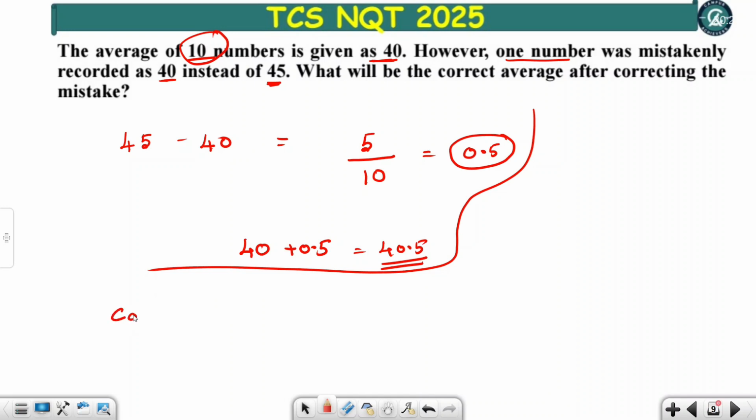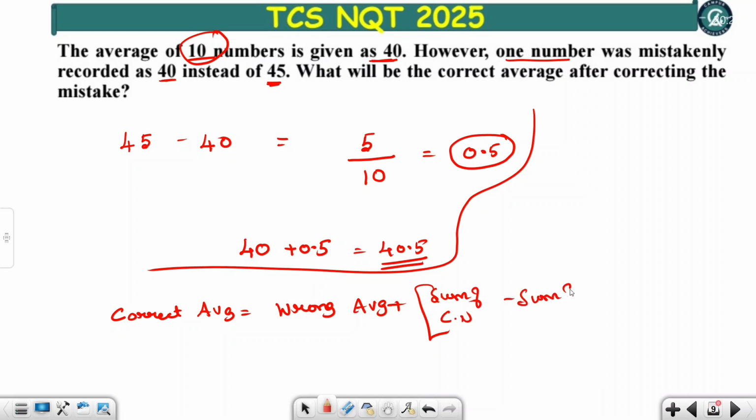Okay, so correct average is equal to wrong average plus the sum of correct numbers minus the sum of wrong numbers, divided by the total number. Here the average they have given, 40, is nothing but the wrong one. Why is it wrong? Because there is some mistake in the data.